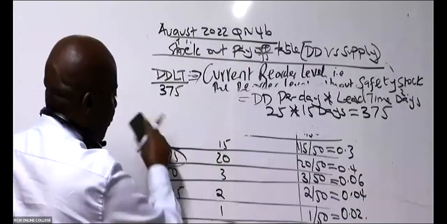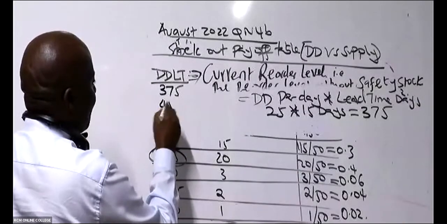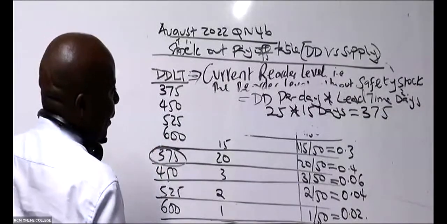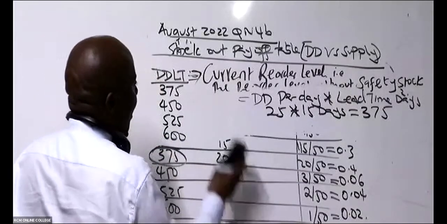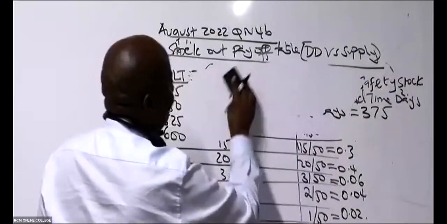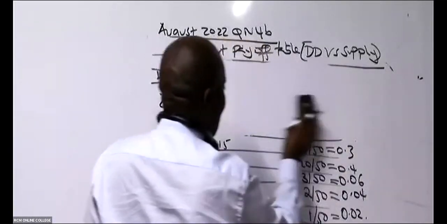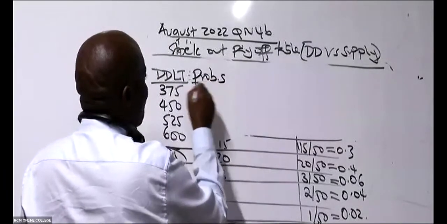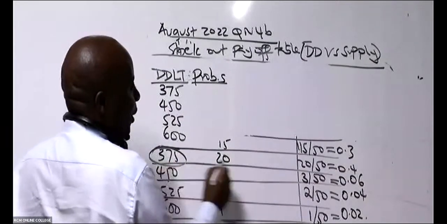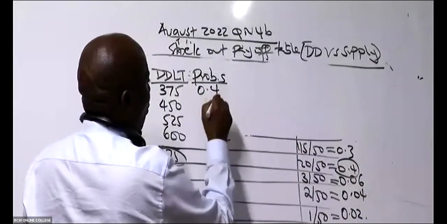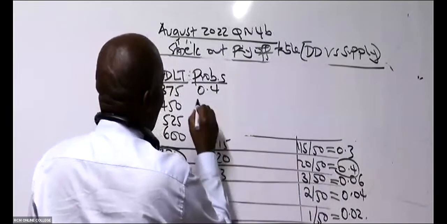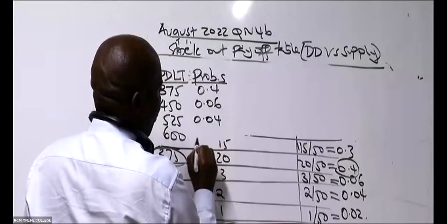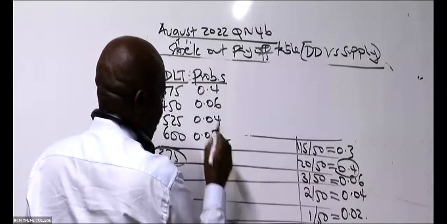375, then we have 450, then 525, then 600. And then their probabilities are given. So we come here and write probabilities. The probability of 375 is 0.4. The probability of 450 is 0.06. The probability of 525 is 0.04, and the last one is 0.02.